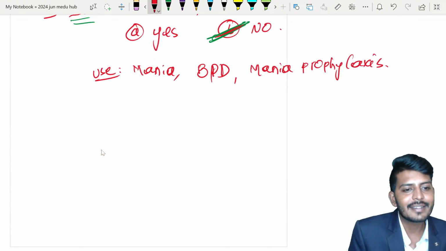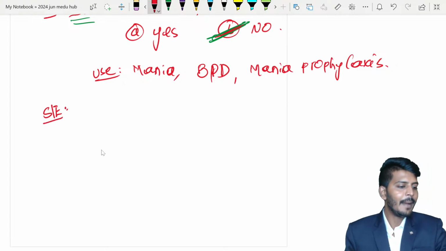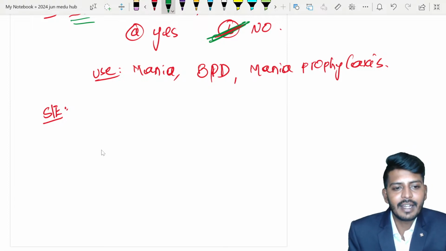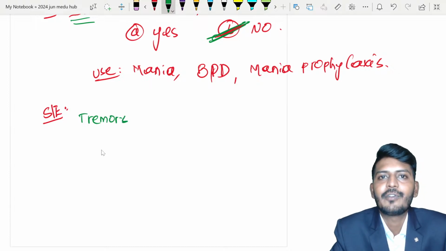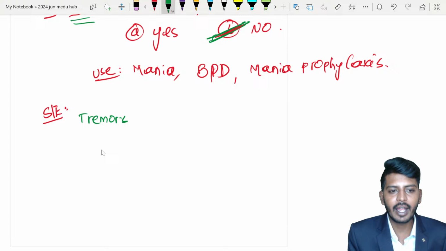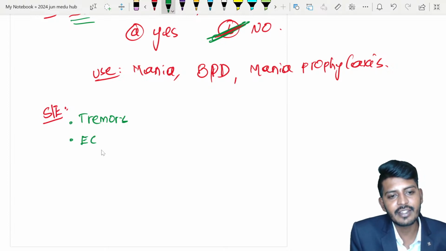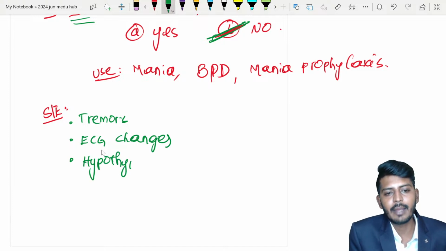But the side effects of lithium are very important. Please remember, the side effects of lithium: it will cause tremors, very fine tremors. Then the patient will have ECG changes, definitely. Then the patient will also develop hypothyroidism. Don't get confused: hypothyroidism.